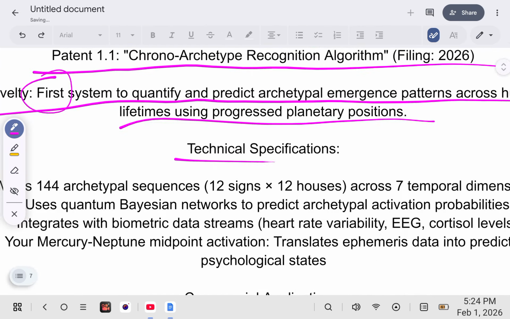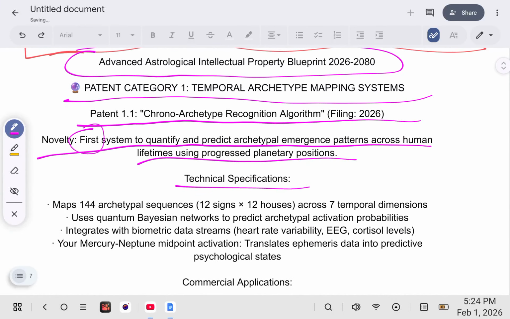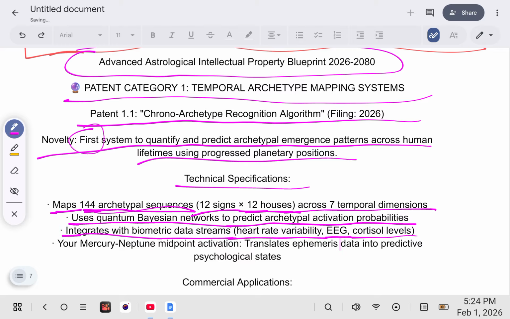So, technical specifications. First of all, we are going to map 144 archetypal sequences, 12 signs multiplied by 12 houses across 7 temporal dimensions. It uses quantum Bayesian networks to predict archetypal activation probabilities. It integrates with biometric data streams: heart rate variability, EEG, cortisol levels. I have a Mercury-Neptune midpoint activation, and it'll translate ephemeris data into predictive psychological states.